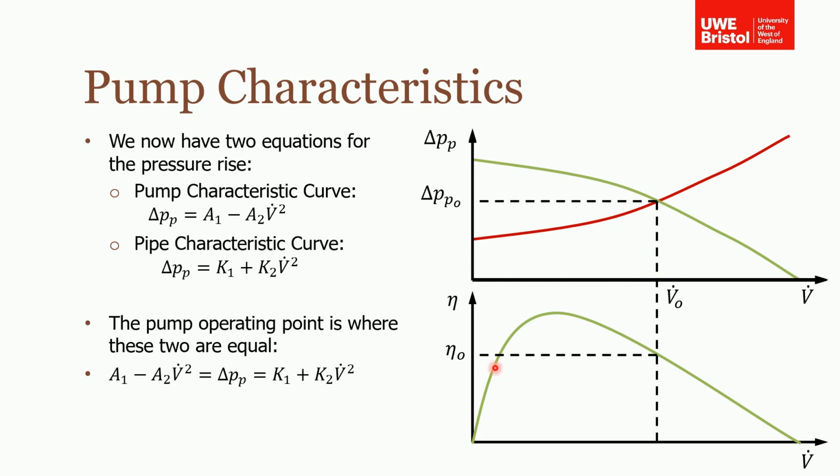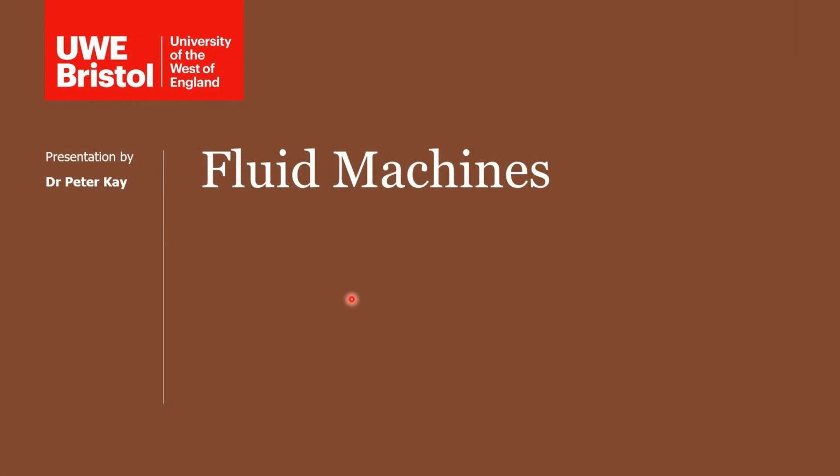However, you might also want to know the efficiency of your pump at the operating point. If you have the efficiency curve for your pump, you would first find where the two curves intersect, read off the volumetric flow rate, then on the corresponding efficiency curve, read off for that given flow rate what the efficiency of the pump is for that particular speed. Okay, so that concludes this lecture. Thanks very much for listening.